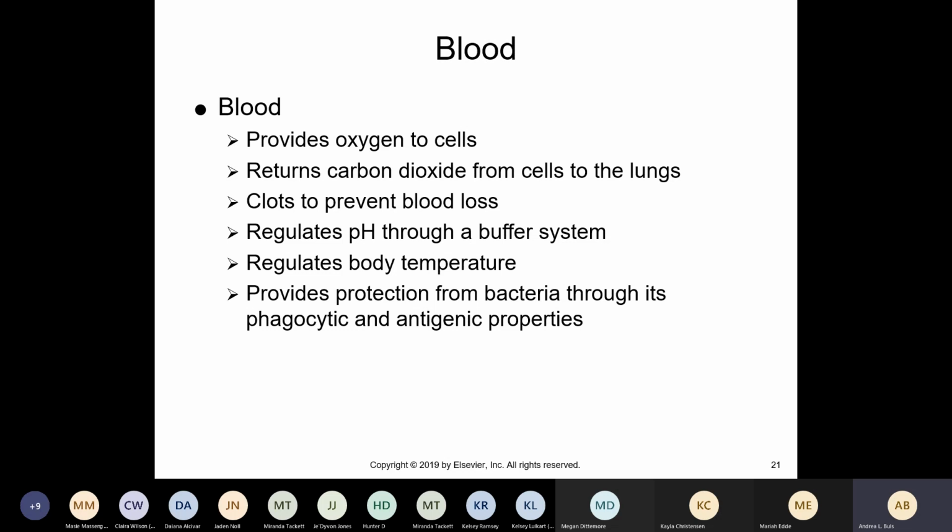Blood, like we said in the last chapter, provides oxygen to our cells and returns carbon dioxide from cells to the lungs. It helps us clot so that we don't lose too much blood. It helps to regulate the pH of our body through its buffering system. It helps regulate our body temperature. And blood also provides protection from bacteria because of the phagocytic capabilities and antigenic properties of our blood.